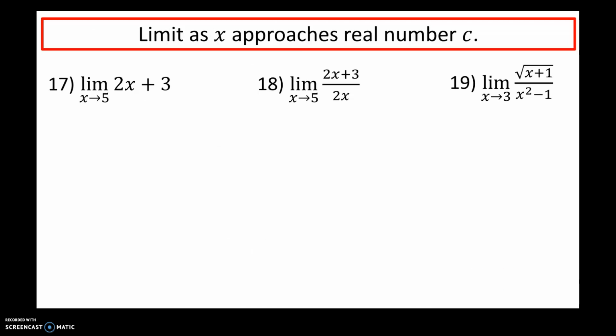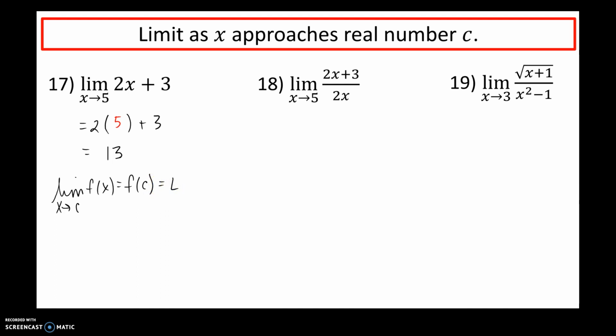All right, so limit as x approaches 5, every single thing starts with direct substitution. So wherever I see x, I'm just going to replace that with the number 5, because that's what x is approaching. Okay, so this would give me a limit of 13. So if the limit as x approaches c, I start with direct substitution. When I plug that number in, I get an output, so 13 is just simply my limit.